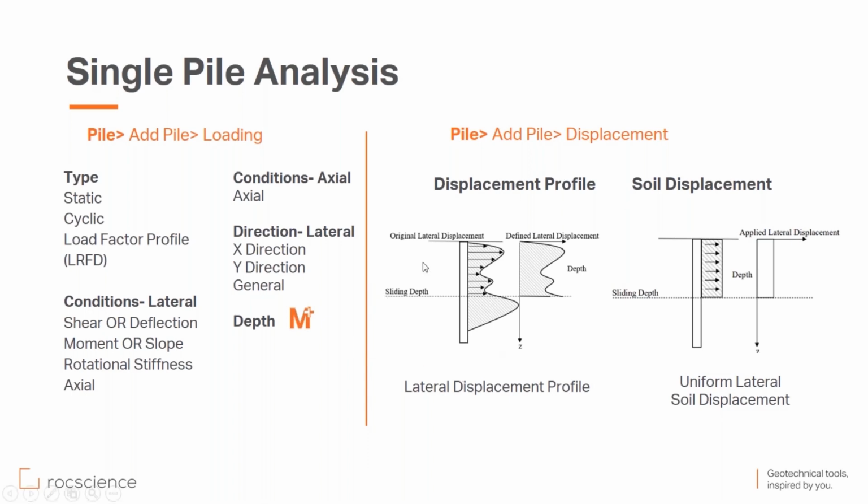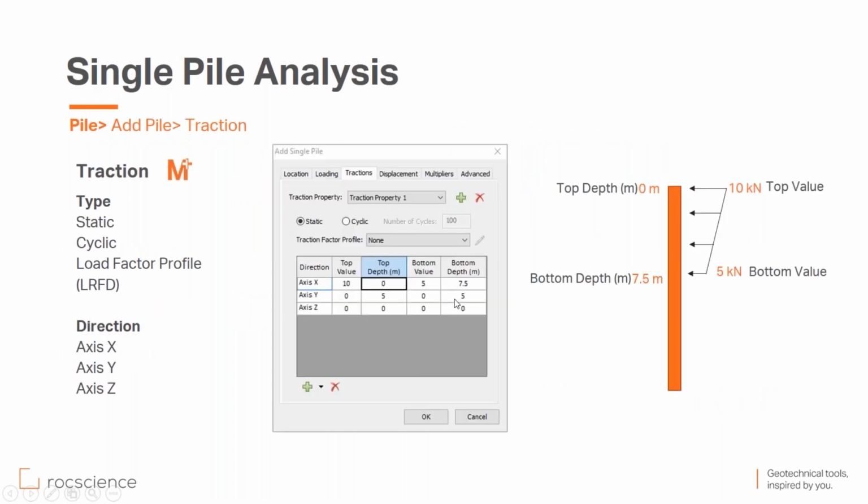Displacement profile is also another option for you. You can have a displacement profile like that, non-uniform, or you can have a uniform displacement profile, and you can use the soil displacement just with the displacement and the sliding depth. Another new feature: right now you can apply traction to your pile, and it's a distributed load along the length of your pile, so it could be anywhere along the length of your pile, and could be in any direction as well, X, Y, and Z.